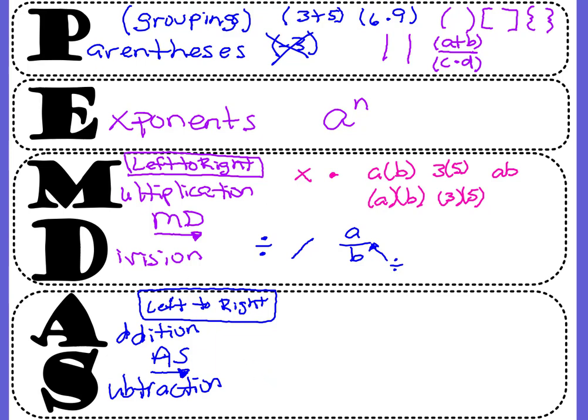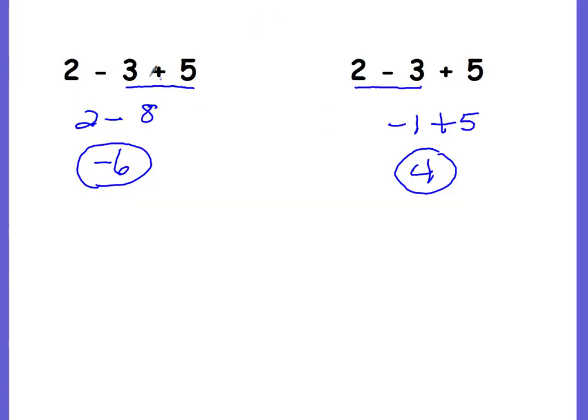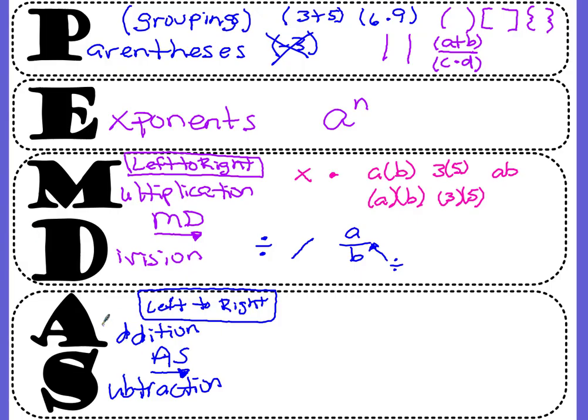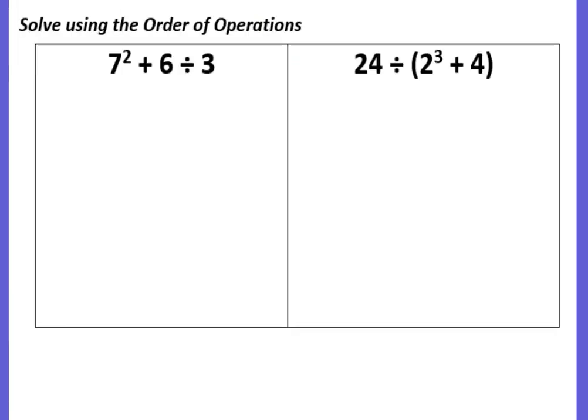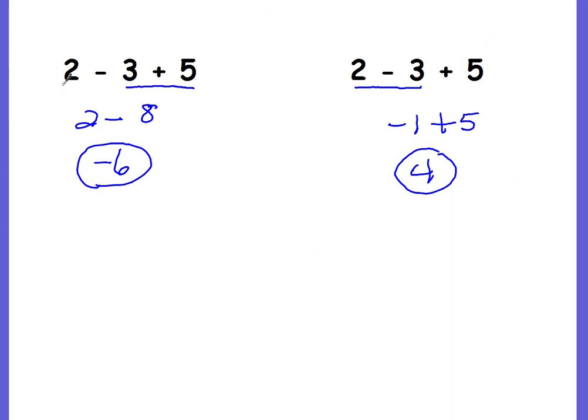So let's go back. We look back at our example that we started with. The only two operations were subtraction and addition, and we now know that addition and subtraction are the same step, but we need to go from left to right like we're reading a book. So we start on the left. The first operation symbol we get to is the subtraction. So we need to subtract first, which is what we did over here on this example. So you would subtract first and then you would add.